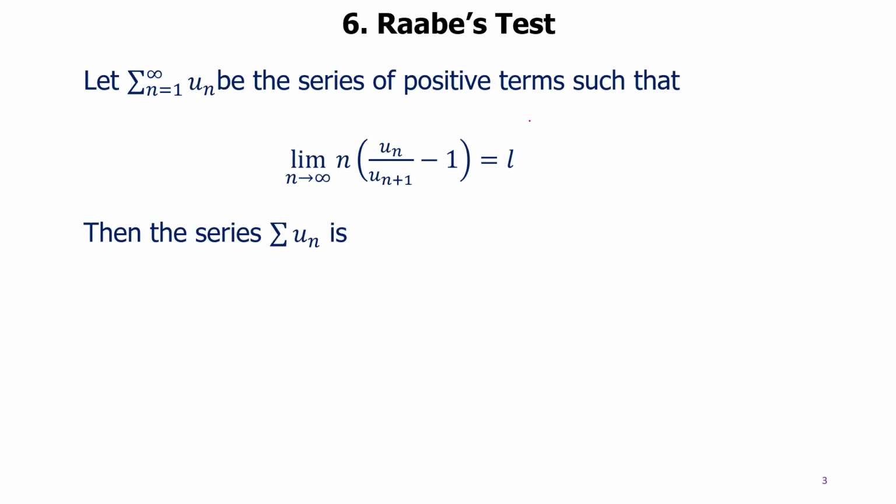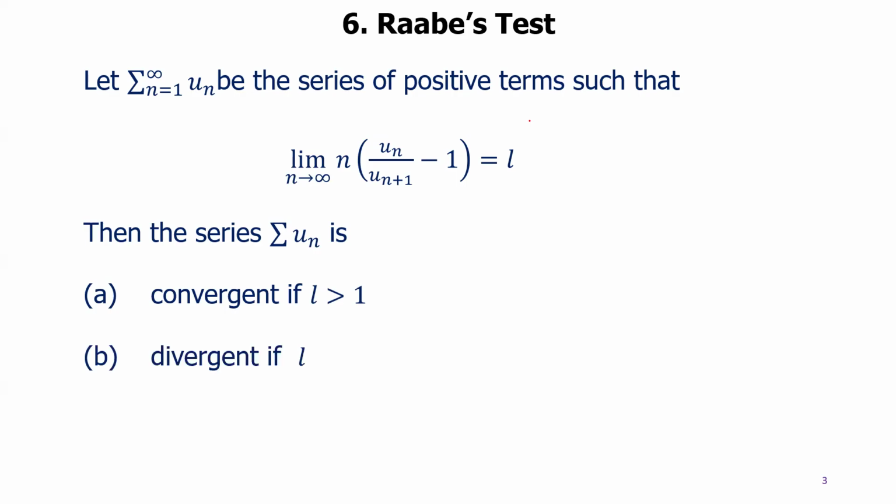then the series sum of un is convergent if L is greater than 1, divergent if L is less than 1, and the test fails if L is equal to 1. This is called Raabe's test. This test is applied if the ratio test fails.